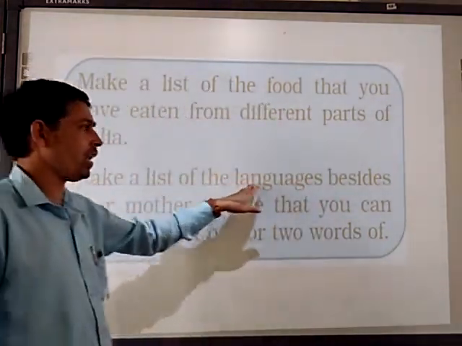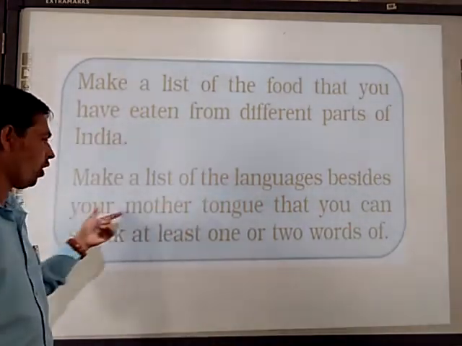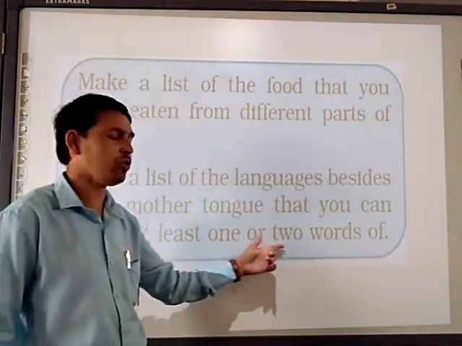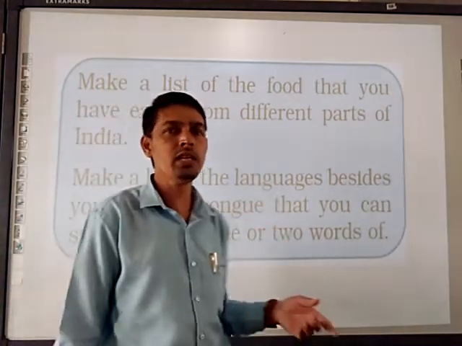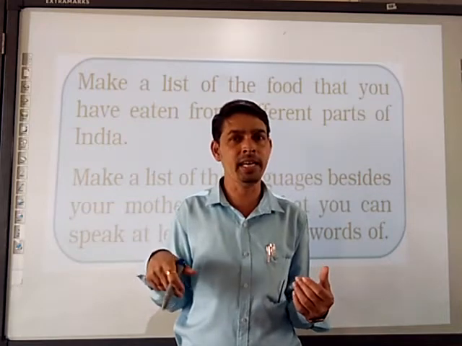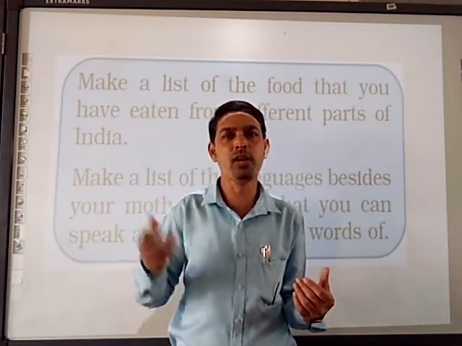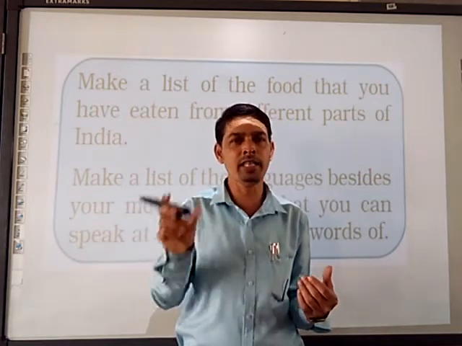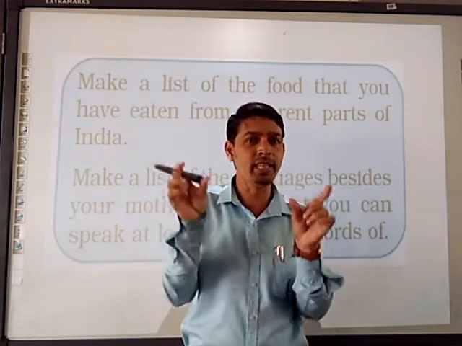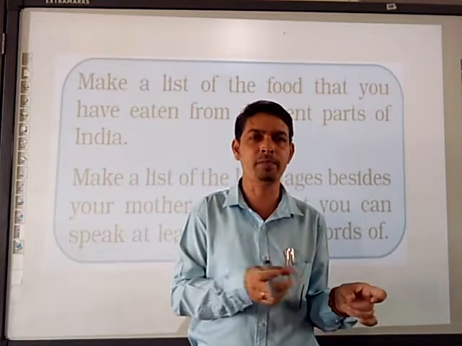Then make a list of the languages beside your mother tongue that you can speak at least one or two words of. Suppose I am Hindi, and I am learning Kannada also, so I know some Kannada words, like "Uta Madu". So like that, you have to write two or three words.